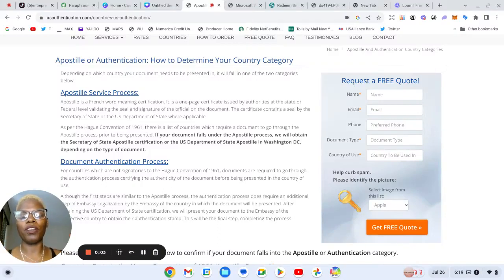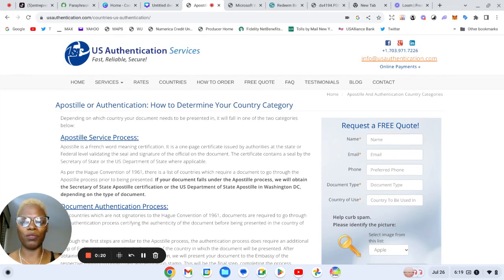I just want to show everyone how to fill out the actual form to authenticate your birth certificate on the state level as well as the federal level. I'm out of New York and I'm on a page right now, the U.S. Identification Services, and it's basically stating that there is an apostille and then there's an authentication. They're both two different things, two different processes.